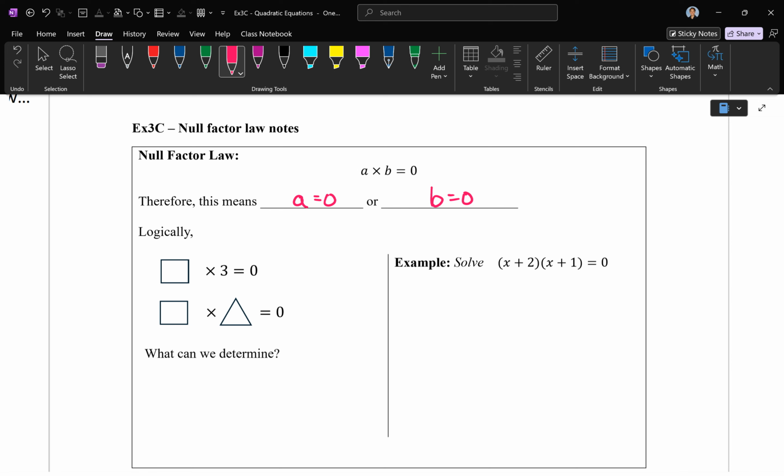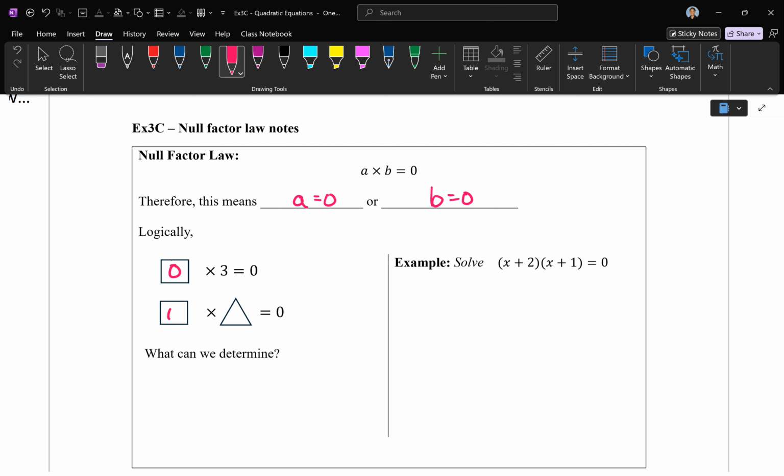Fill that in. The logic is very simple. You can probably do it back in primary school as well. Here's a logical example. If I said to a primary school student, magic box times 3 equals 0, most students would know that the magic box must have 0. We know that 0 times 3 has to be 0. And then if I ask them, what if I change that 3 into a magic triangle? So if you had magic square times magic triangle and the answer is 0, what can you deduce from that statement? Lucky. One of them equals 0, logically.